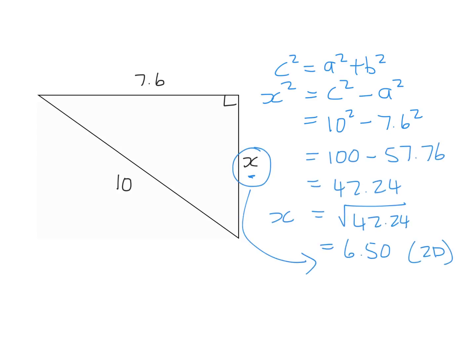And that's how you go about finding one of the shorter sides in a right angle triangle when you know the hypotenuse and the other short side.